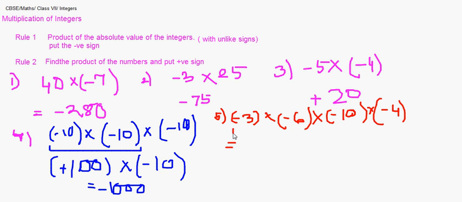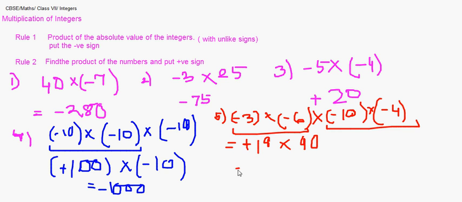Take these two at a time. These are two like signs, that's rule 2. So 3 sixes are 18, and the symbol becomes a plus. Multiplied by, take these two again. Again they both belong to rule 2. They have like signs, so that becomes plus 40.